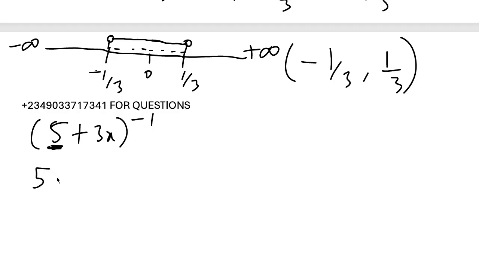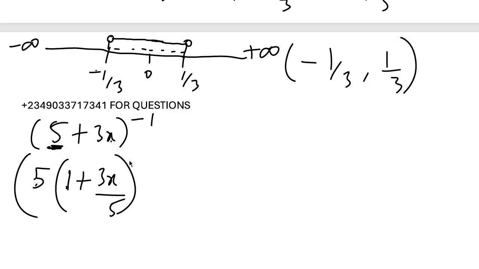So if you factor out 5, it will be 5 into what? 1 plus. Because 5 divided by 5 is what? 1. 3x divided by 5 will give us what? 3x over 5. And then all of this is raised to what?